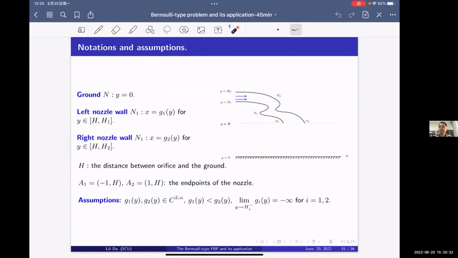Our idea is that first we want to establish the well-posedness theorem on the impinging jet problems, and then take the ground N to infinity and construct a solution of jet flow with gravity without the ground.